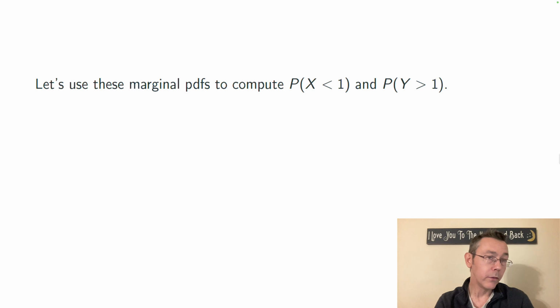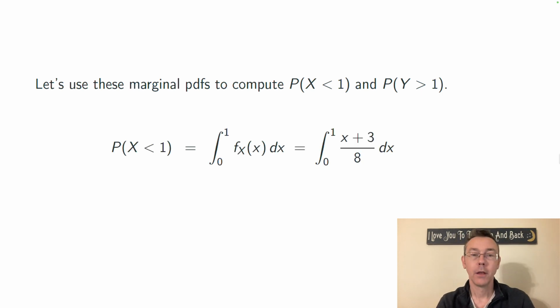Okay, let's actually use these two marginal PDFs we got to compute a couple of probabilities. The probability that X is less than 1 is obtained just by integrating that marginal probability function with respect to x from x equals 0 to x equals 1. And that is the part of the support that corresponds to X less than 1. When we do that integral, we get 7/16.